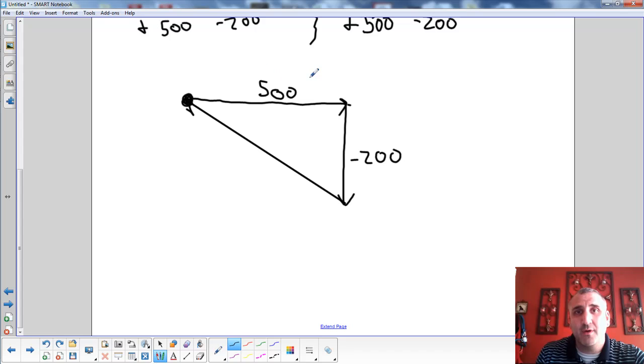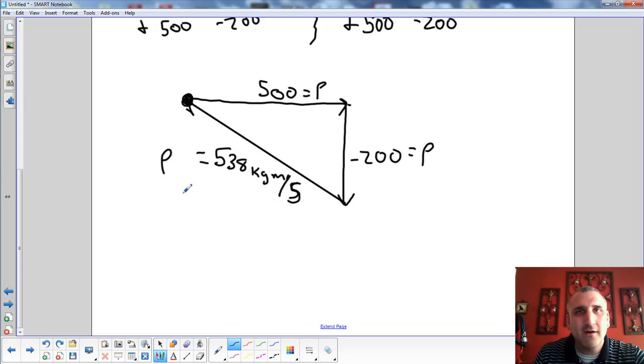A squared plus b squared equals c squared. And if you do it out correctly, you should end up with 500 and 200, and then you take the square root of both of those. You should get 538 kilogram meters per second. Now the trick here is this is a momentum, this is a momentum, and this is a momentum. I don't care about momentum. I care about velocity. So remember that this 538 equals mv.